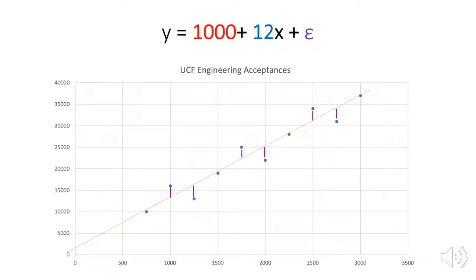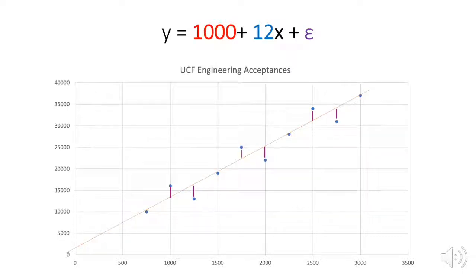Modeling this function on a graph, we can see that the y-intercept is 1,000, the slope is 12, and the random deviation is modeled by the purple lines on each point. The regression line is given in red, which passes through some, but not all, of the data points.